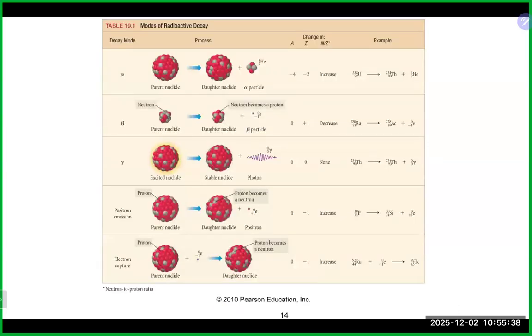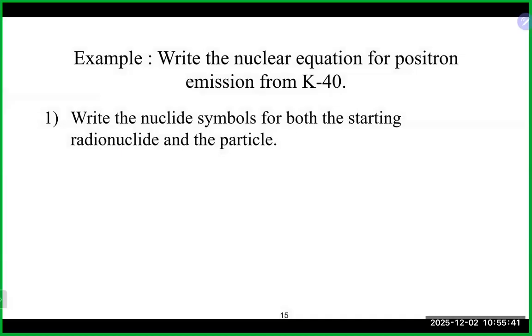Here's a table that goes through that as well. All right, so why don't you try this one here? Write the nuclear equation for the positron emission of potassium 40. By the way, potassium 40, that is the mass number when it's written like that. Potassium is 19 on the periodic table.